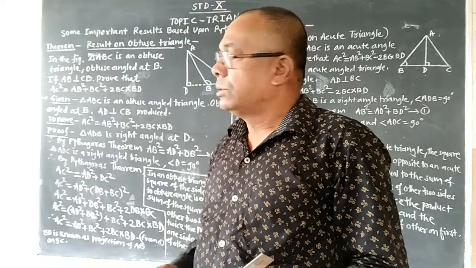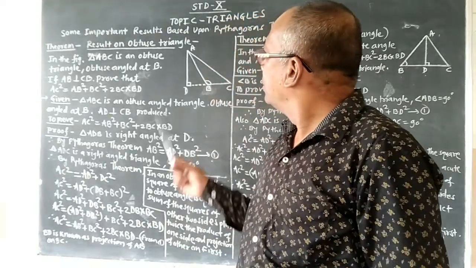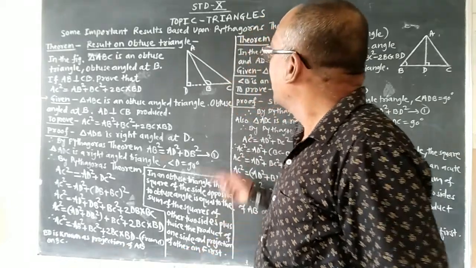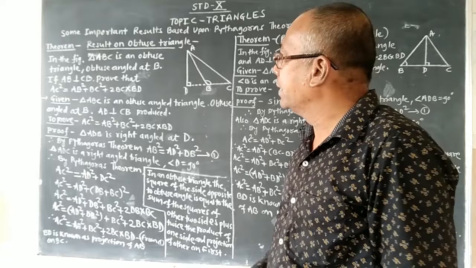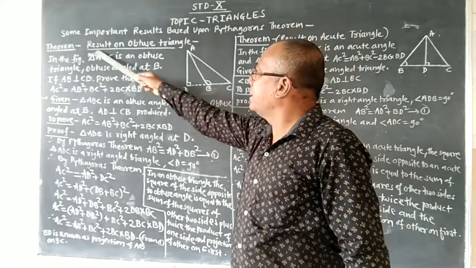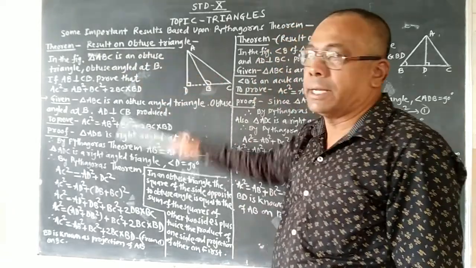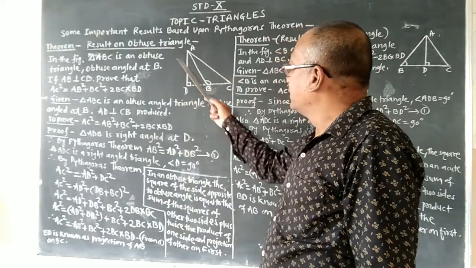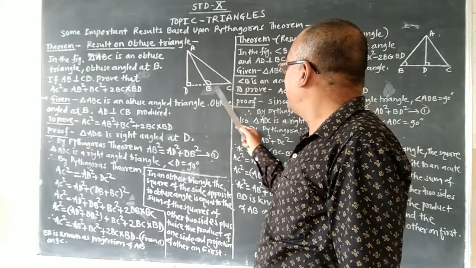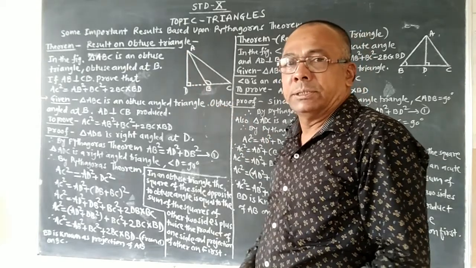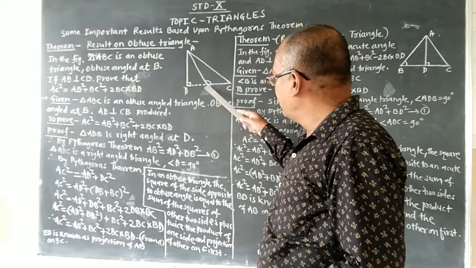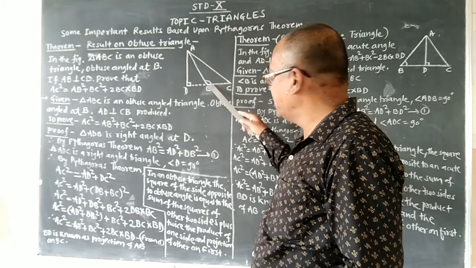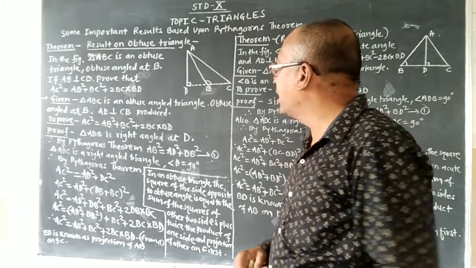So we have to see some results based upon the Pythagoras theorem. The first theorem is the result on obtuse angle triangle. Here triangle ABC is an obtuse angle triangle, and it is obtuse angled at B. Means angle B is an obtuse angle.